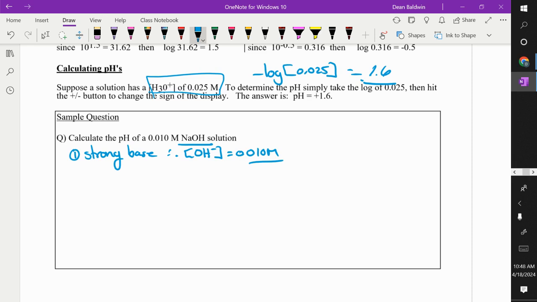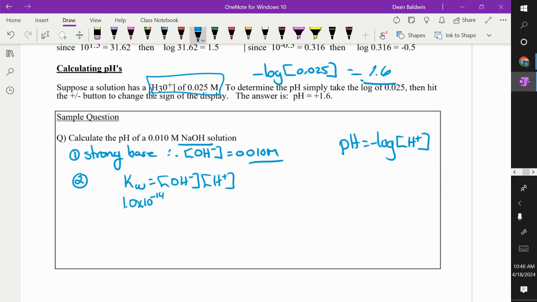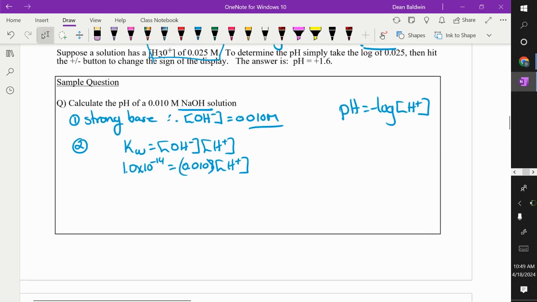If I know the concentration of OH minus, to figure out the pH, I need to know the concentration of protons. How am I going to do that? Yes, the Kw. So we use the Kw, which is the concentration of OH minus times the concentration of H plus. Kw is 1.0 times 10 to the minus 14. So if you do a bunch of math, you get the concentration of H plus is 1.0 times 10 to the minus 12.